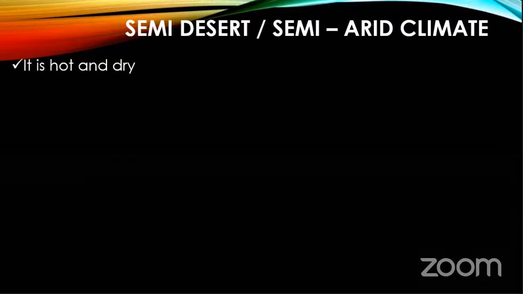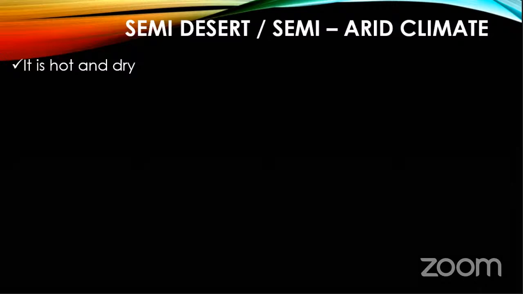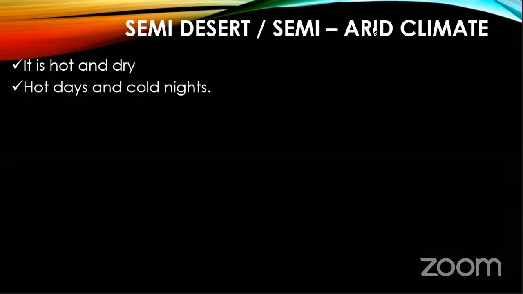So the semi-arid or semi-desert climatic condition is hot and dry. They have hot days and cold nights. During the daytime it is very hot, at night it is very cold. That is also another topic. We shall study why it is so. Why is it that in semi-arid areas it is very hot during daytime and very cold during nights?